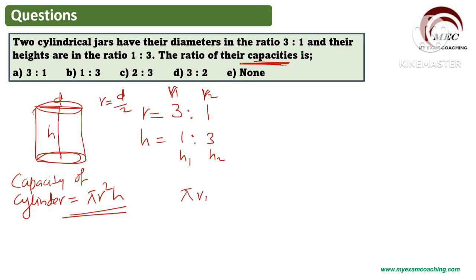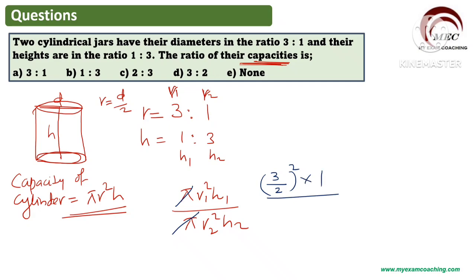Pi R1 square H1 divided by pi R2 square H2. You can cut this, pi and pi cancel. R1 square, R1 is how much? They are in the ratio 3 by 2. D is given 3. So 3 by 2 square into 1, divided by R2.